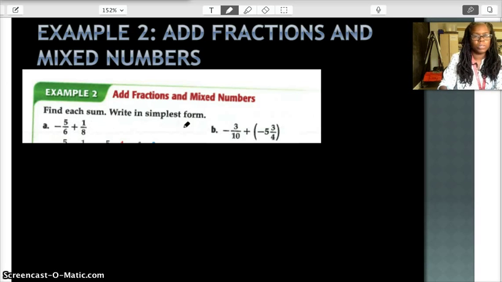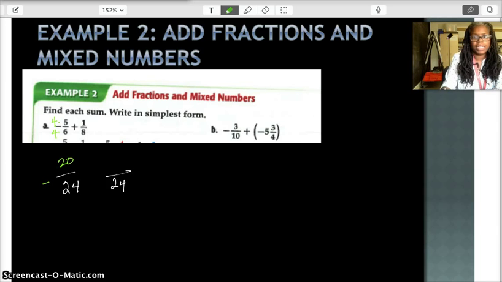So I'm not going to just multiply them together. There's something else. If you take your time, you'll realize that 24 is a common denominator for both. Since 6 times 4 gives me 24, I'm going to multiply the numerator by 4 and I'm going to get 20. Remember, this whole thing is negative.